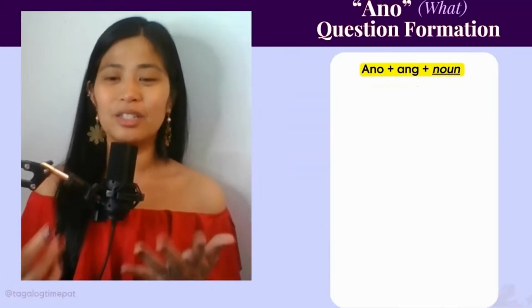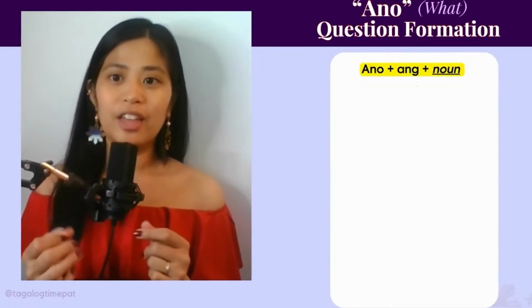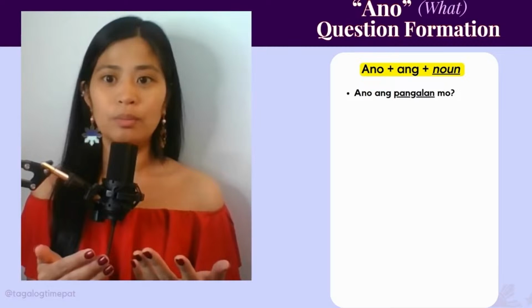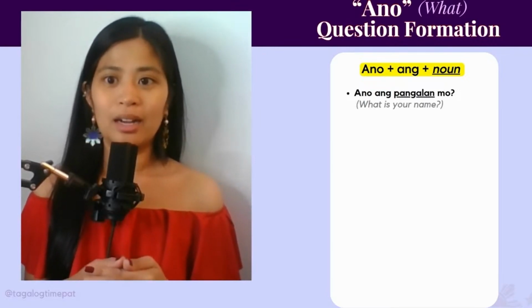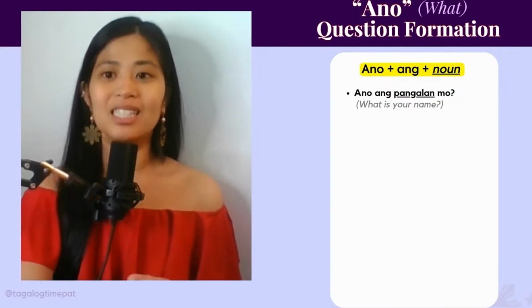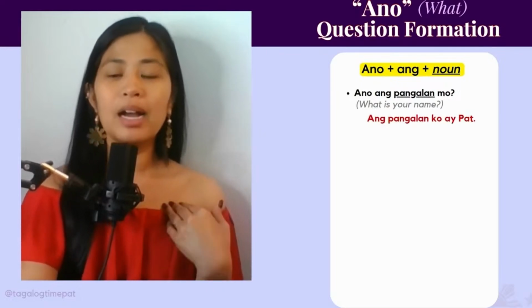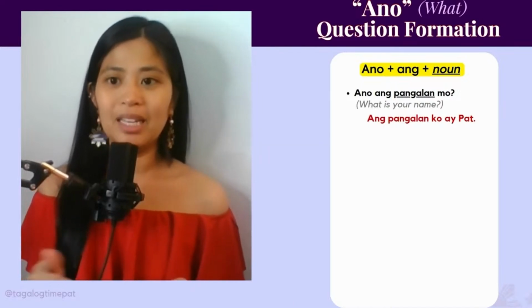So here are the different ways to use ano in a question. Ano, then the word ang, then a noun. For example, ano ang pangalan mo? What is your name? I underlined pangalan because that's the noun. Your response could be, ang pangalan ko ay Pat. That literally means my name is Pat.